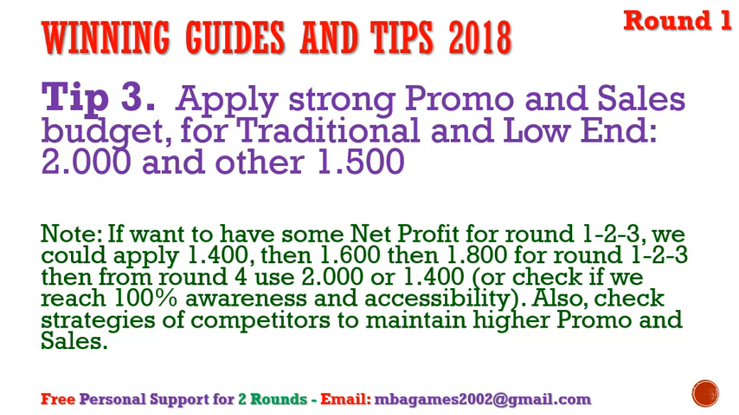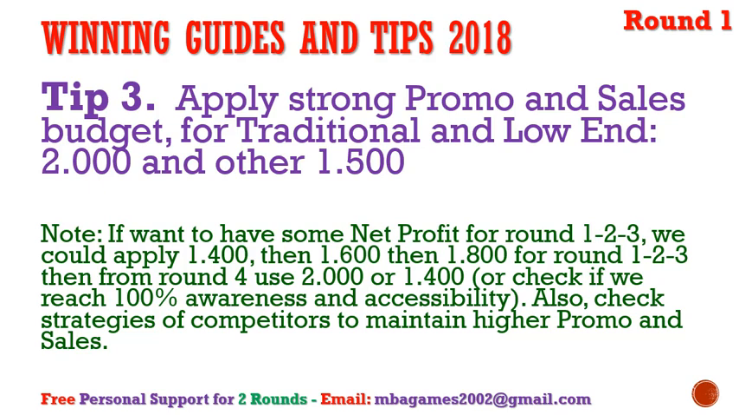That's good. This is not necessary for the later rounds, because in later rounds you get dozens of millions in net profit, so spending a few million on promotion and sales will not reduce the net profit. So note, if you want to have some net profit from round 1 to 3, we can apply around 1,500 or 1,400, and then increase to 1,600 and 1,800 in the next 2 rounds, so that you get both good sales and good net profit. Do not spend 2,000 for all the 5 products.